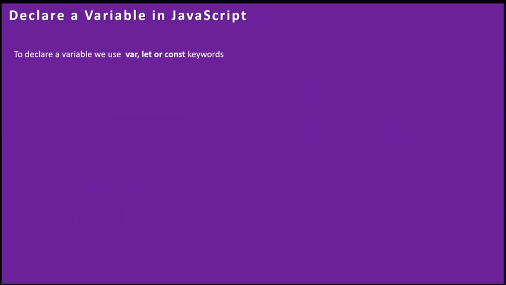Let's declare a variable in JavaScript. To declare a variable in JavaScript, we use three keywords: var, let, or const. By using these three keywords, we declare variables in JavaScript. If you want to create a variable called student name, you can create it using these three keywords. Here I have created studentName with the keyword var.